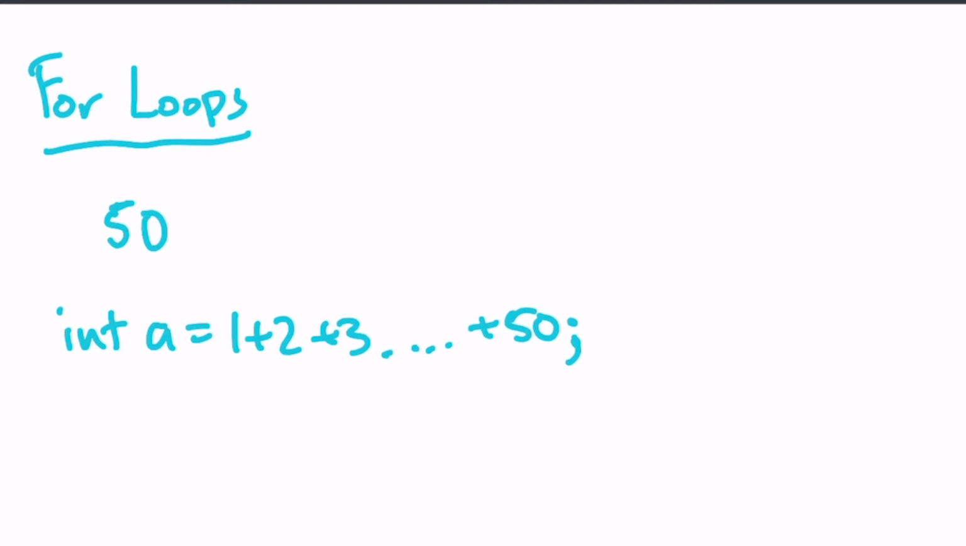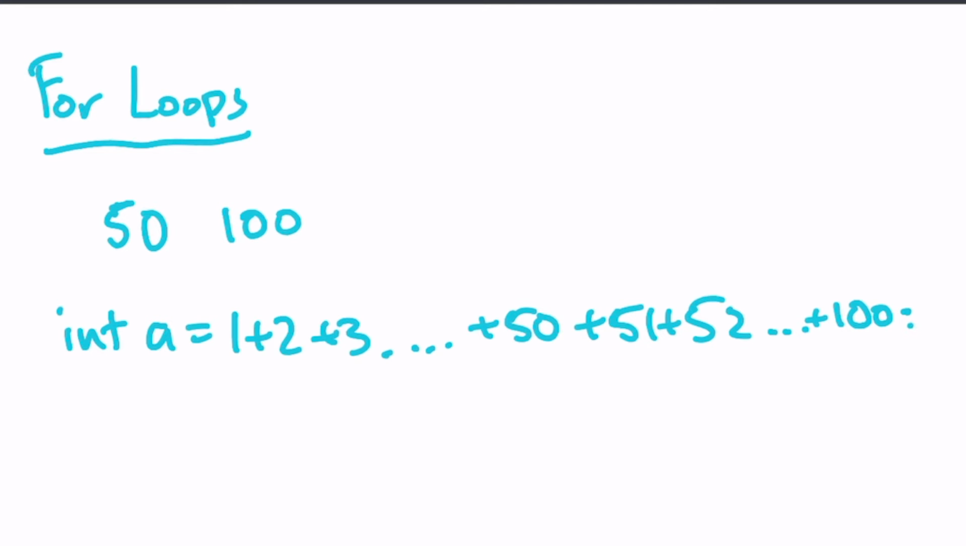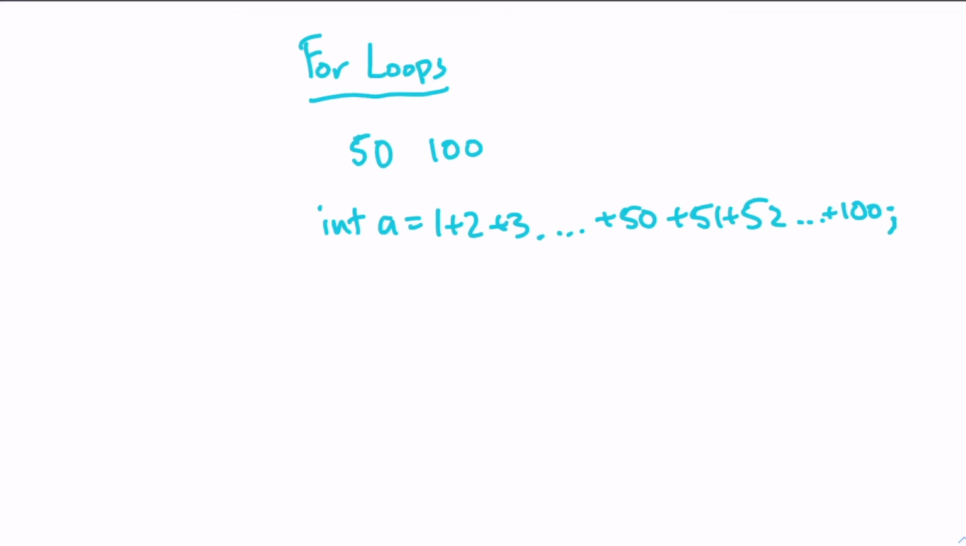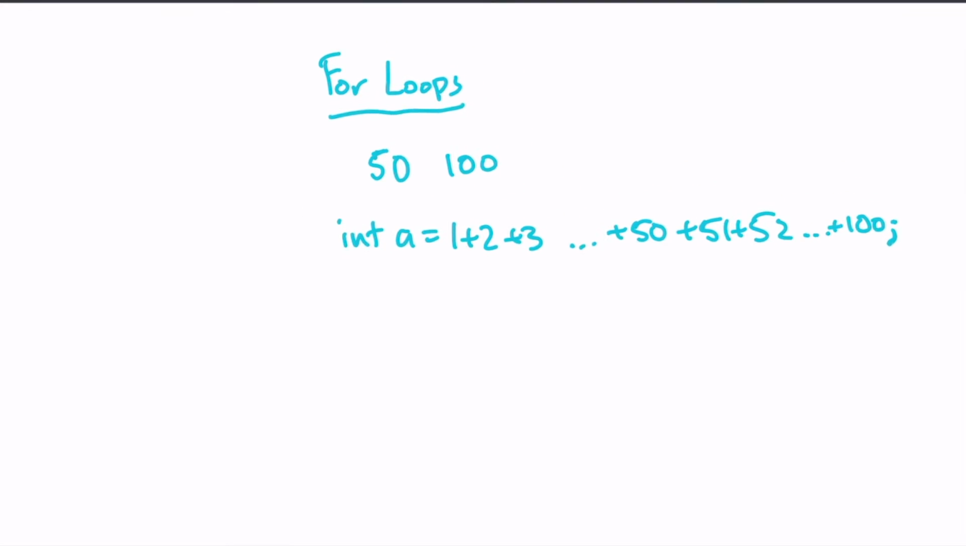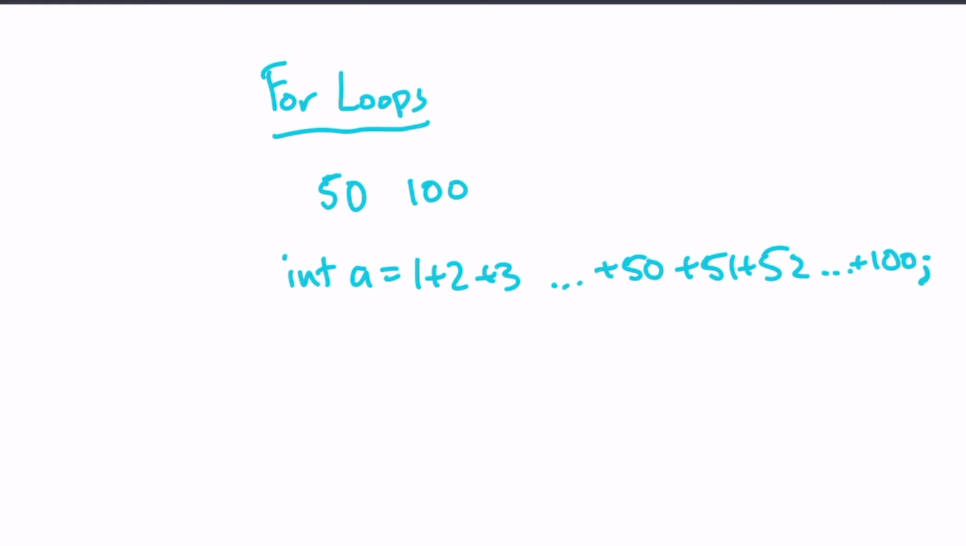Also, if the person goes, haha, just kidding, I want you to find the sum of the first 100 numbers, then you have to erase this semicolon and you have to go 51, 52, all the way to 100. That's just really unreasonable, and I don't think anyone's going to have a good time writing that type of code. So the way that we would do this is by using a for loop.